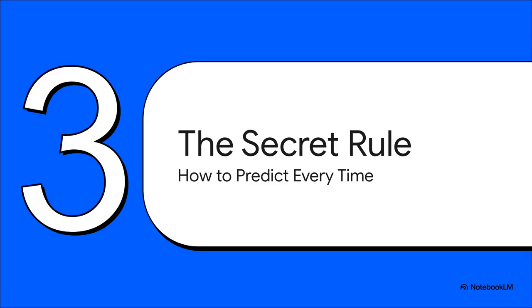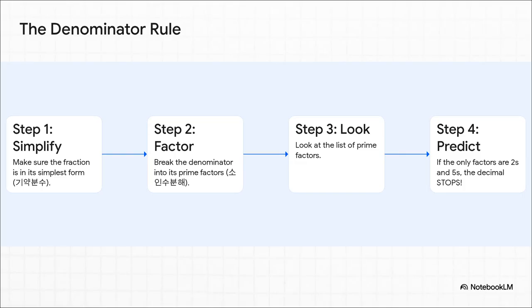Okay, so now that we've cracked the code, let's turn it into a solid rule. A rule that's going to work every single time. We can call it the secret denominator rule. Here it is, 4 easy steps. You're going to want to remember these.